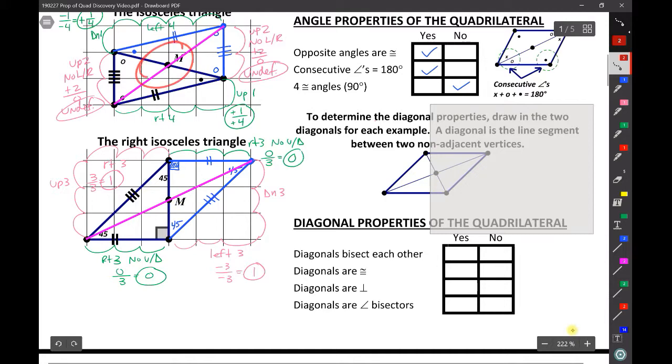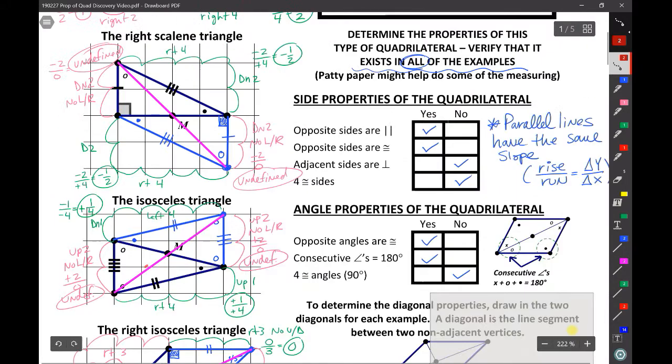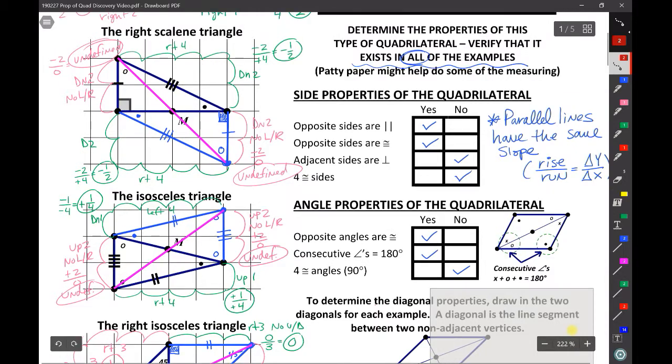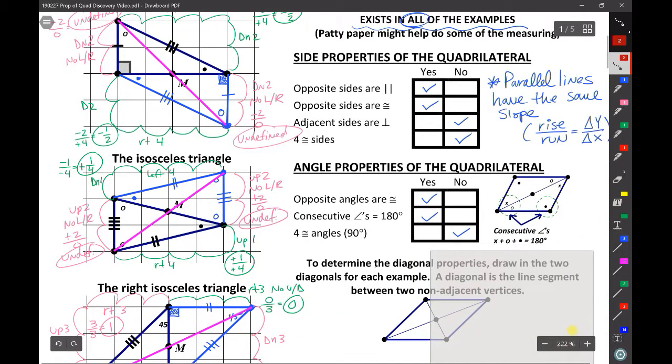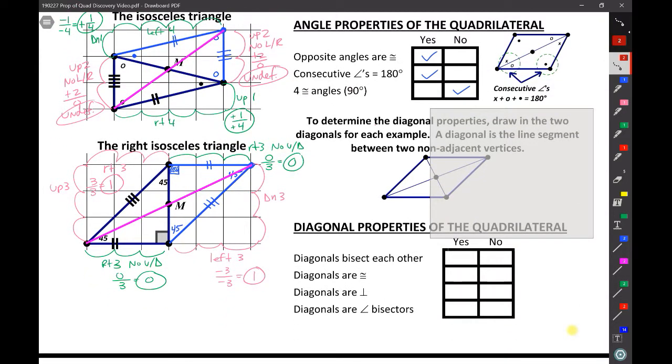So, you're going to need to check where the diagonals meet here, and then again, where the diagonals meet here. And you want to determine, did you come up with a 90-degree angle? It's got to be there in all 4 cases in order for you to check the yes box, right? So just make sure that you check the yes box. And then let's talk about this last one.